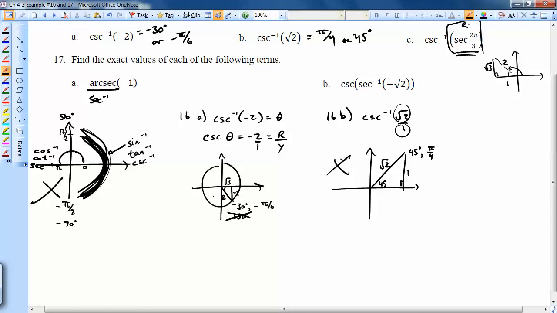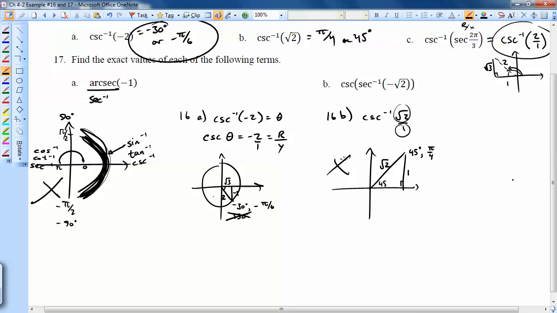And so secant is r over x. So secant of 2 pi over 3 is secant of this angle. R over x is going to be 2 over 1. So this whole thing turns into cosecant inverse of this, which ends up being 2 over 1. Well, we've already done this. That's part A. So it's got the same answer as part A does.